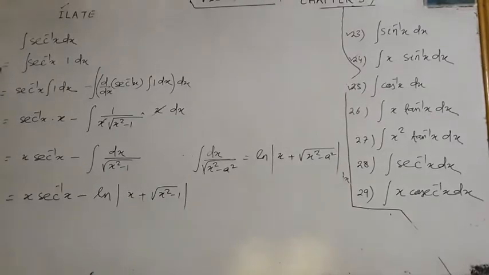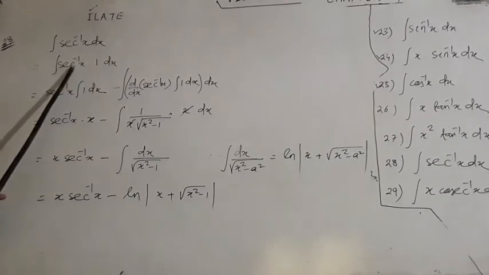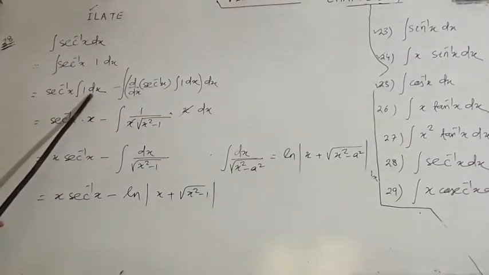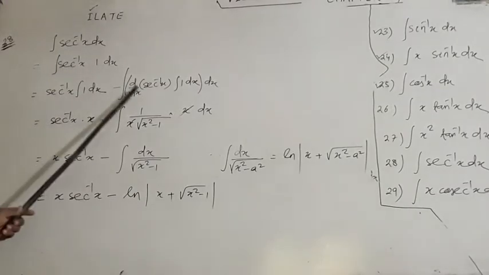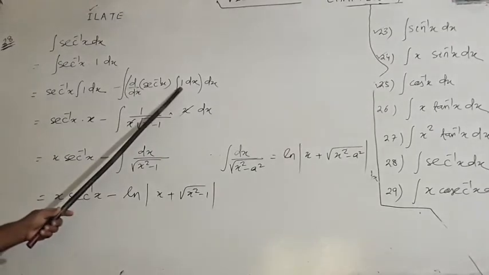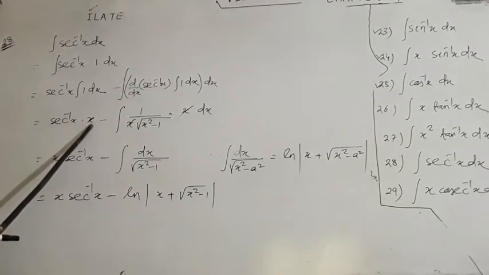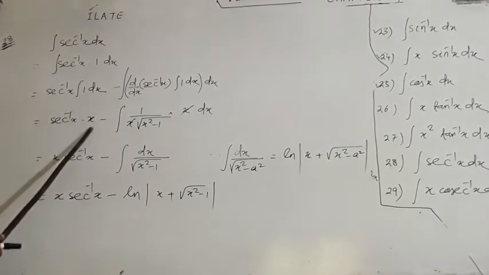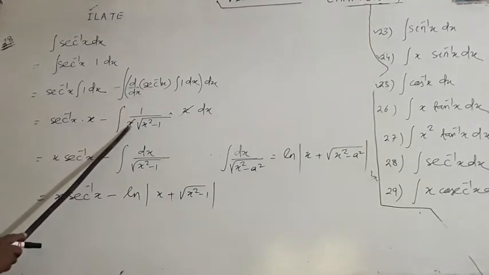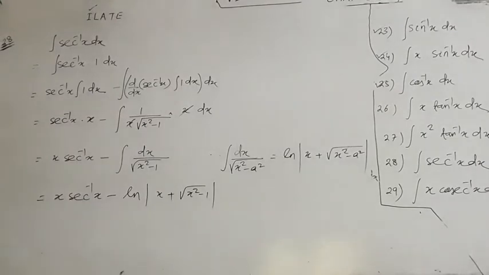Now I am doing 28, sec inverse x. Sec inverse x into 1 as usual. It is inverse, unit, algebra. First integration, second means integration of 1. Derivative of first means derivative of sec inverse x. Integration of 1 means 1 dx. Now integration of 1 dx is x. It is sec inverse x into x minus, what is the derivative of sec inverse x?